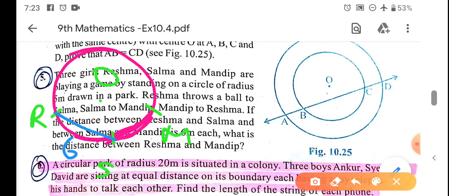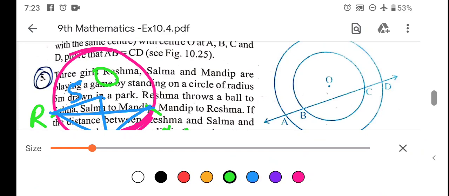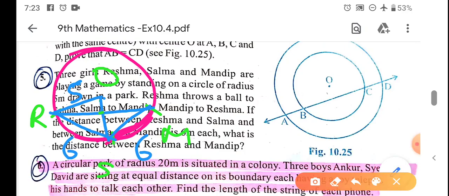The distance is 6, and we have to find this distance. The radius is 5. So let it be L. I am talking about triangle ORS.